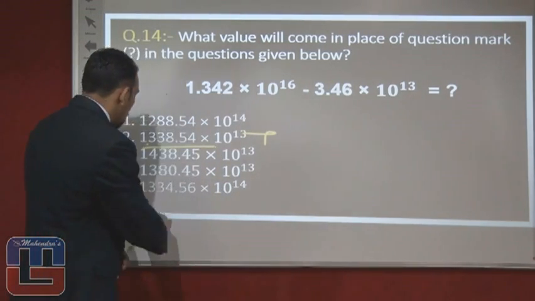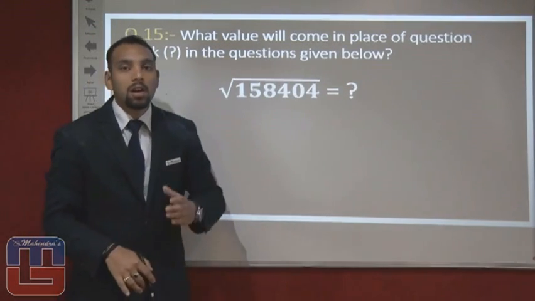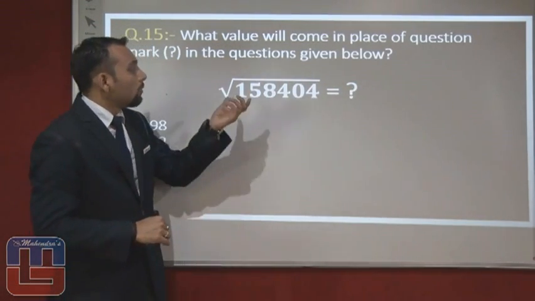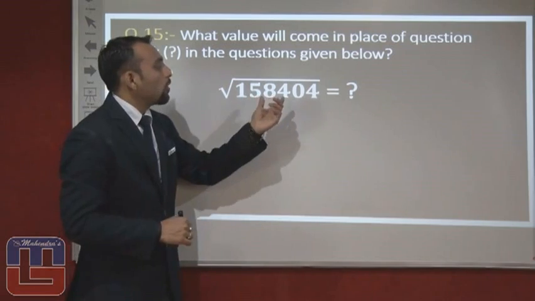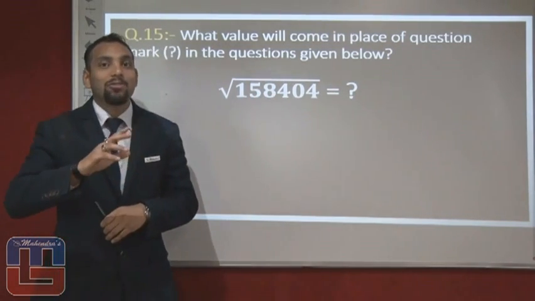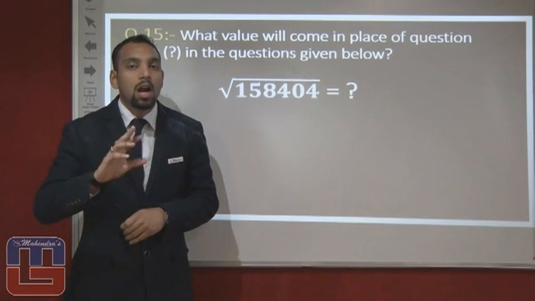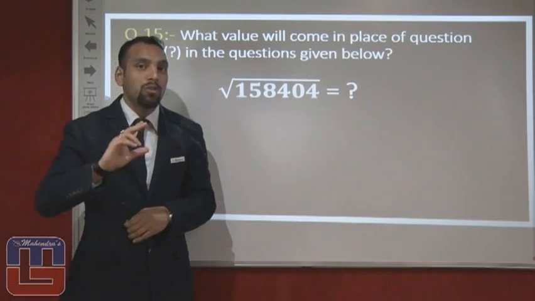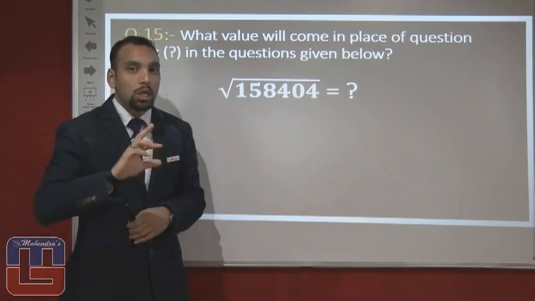Now move to our next question. The next question is again from simplification. Now see, we have to find the value of this one. In this question, we will use the options as well as our smartness. How will we calculate easily, or how will we solve this question by a quicker approach?